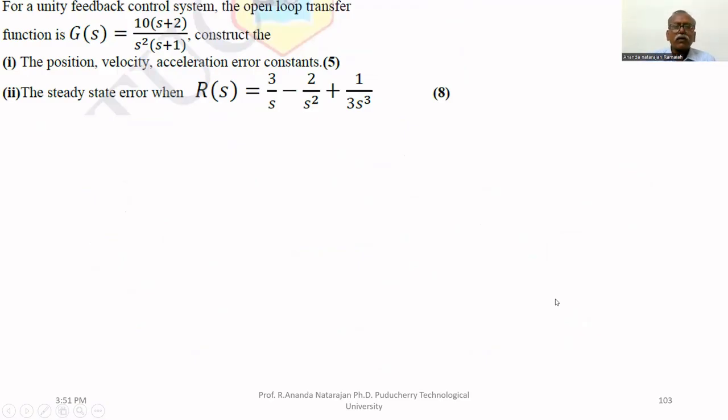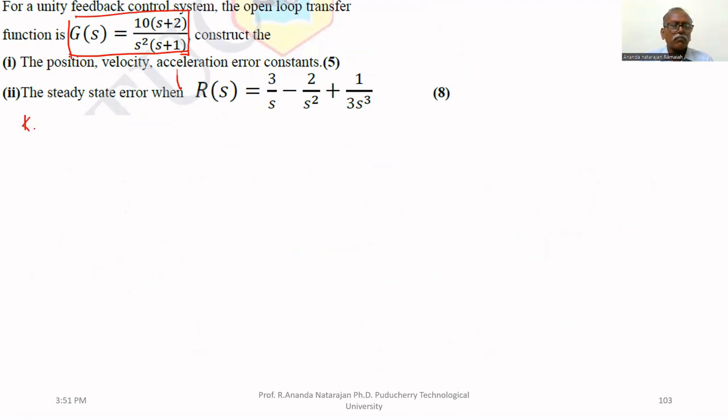For the unity feedback control system, the open loop transfer function G of S is this. Construct the position, velocity, and acceleration error constants. G of S is given. The steady state error also you have to find.